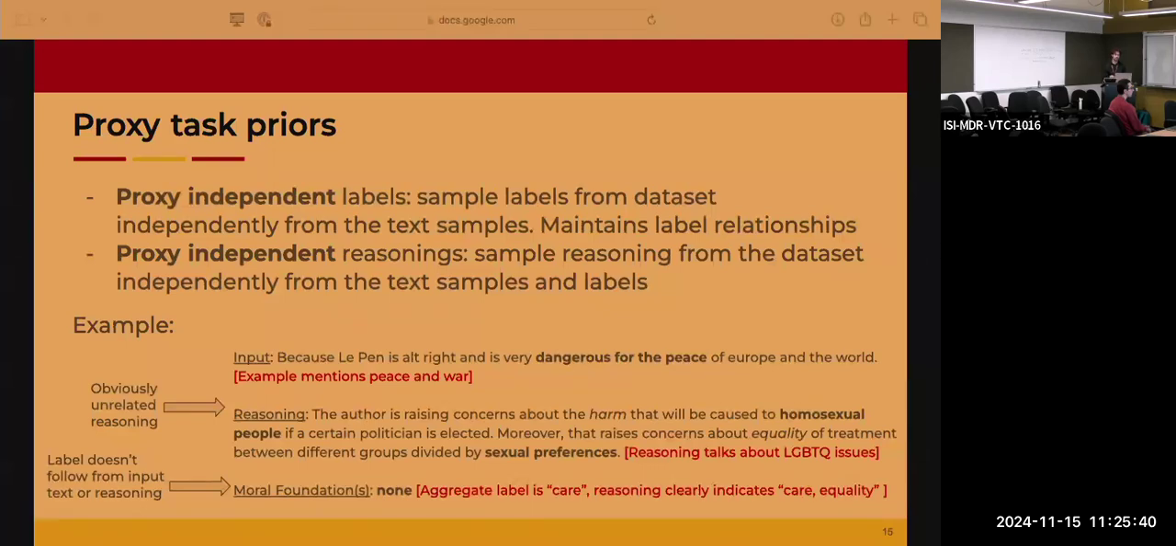Whereas the input clearly indicates that we're talking about care, and specifically the vice of care, which is harm. And the reasoning clearly also indicates, because we specifically try to include the moral foundations in the reasoning chain, it indicates, again, harm and equality.